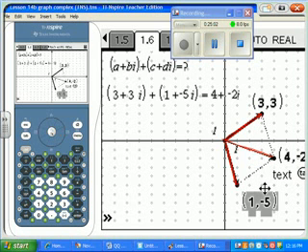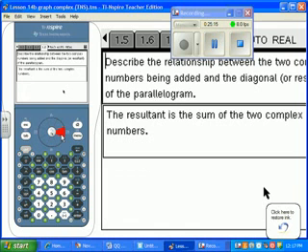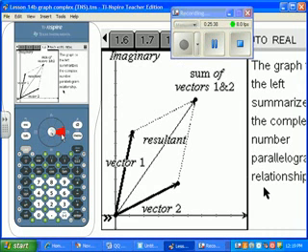Okay? So you need to know these terms. Resultant force is a very important term. When you hear force, it's just talking about the vector. Okay? All right. So, describe the relationship between the two complex numbers being added and the diagonal or the resultant of the parallelogram. The result is the sum of the two complex numbers. So the resultant is the actual solution to your addition problem. Okay, does that make sense? So get this in there. Okay, next page.